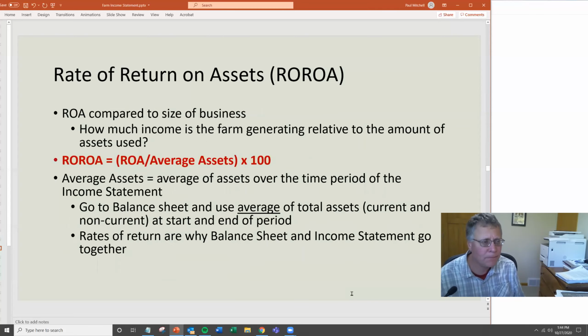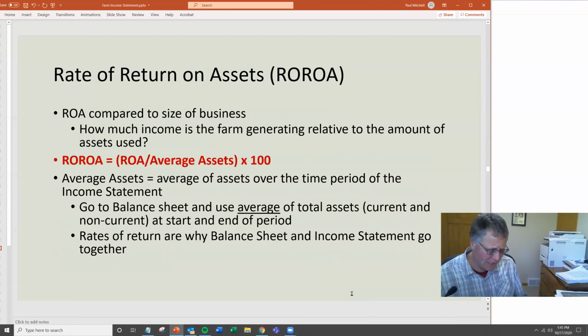The balance sheet's on a specific date, whereas the income statement's over a longer period of time, often a year. So some people use the average of the beginning and the ending assets as the average assets over the period. But if it's not changing very quickly, then it doesn't really make much difference. But here for this course, we'll use it as the average of the beginning and ending. So you go to the balance sheet, get the average of the total assets, current and non-current, at the start and at the end of the period.